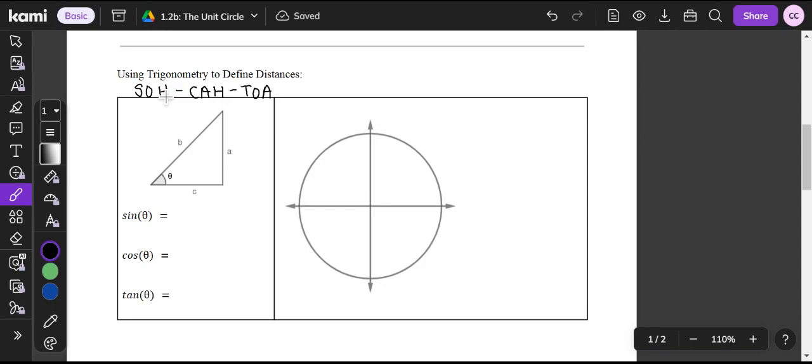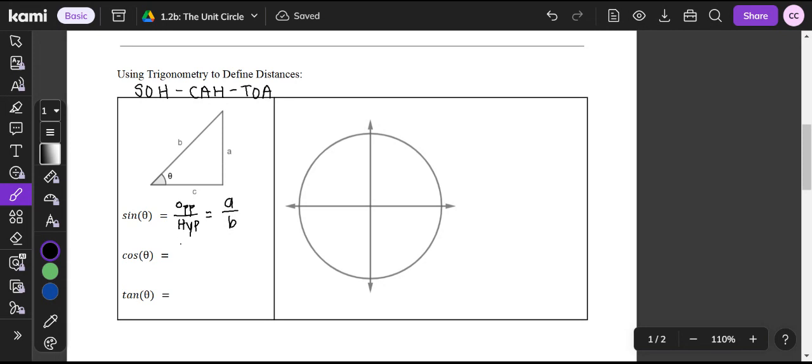Remember, O, H, and A stand for opposite, hypotenuse, and adjacent. So sine, it is opposite divided by hypotenuse. If I'm looking at this picture here, I start at the angle, the opposite side is A, and the hypotenuse is B. So this is A over B.